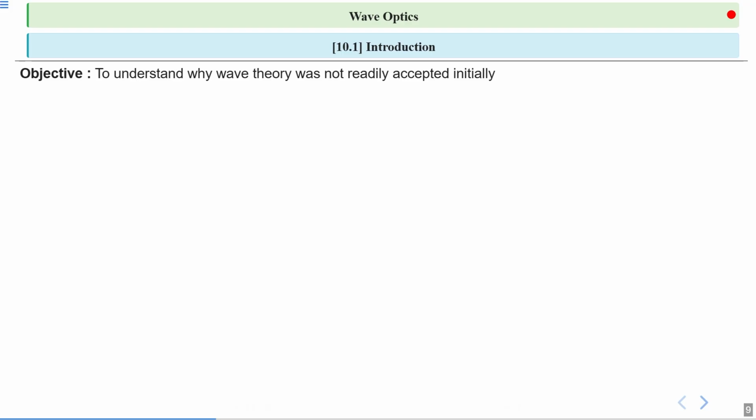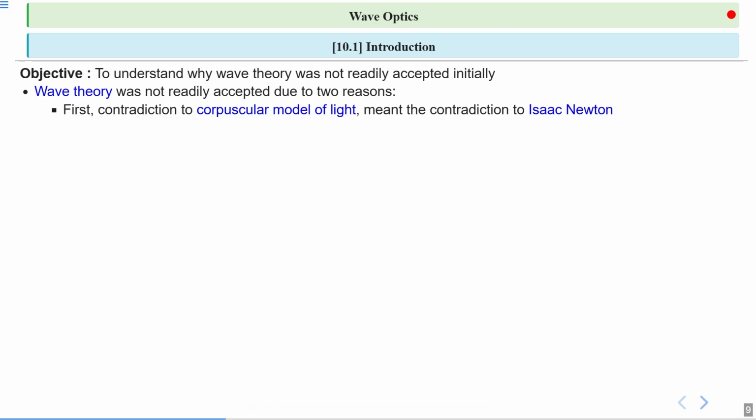So we are focusing on why the wave theory of light wasn't immediately accepted. Our objective is to explore the initial resistance to this theory. The wave theory faced disbelief for two main reasons. First, it contradicted the corpuscular model of light, which was widely accepted. This model was given by Isaac Newton, a towering figure in science. Newton's influence was so profound that challenging his ideas seemed almost unthinkable. People questioned how someone as brilliant as Newton could be wrong.